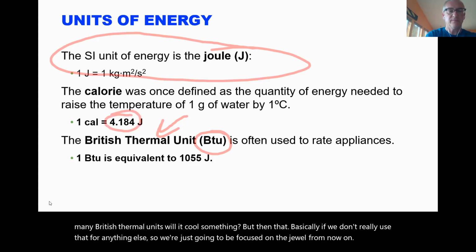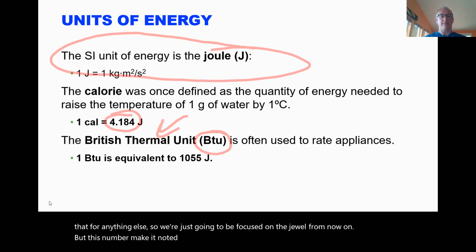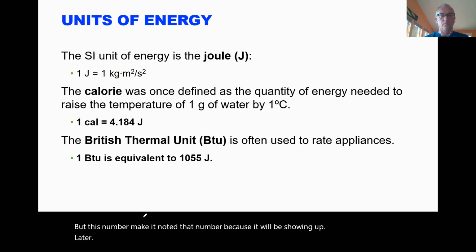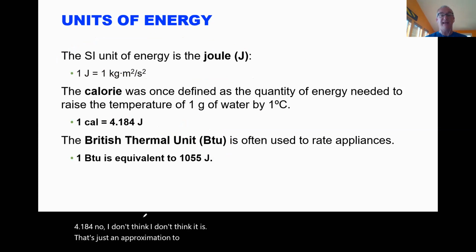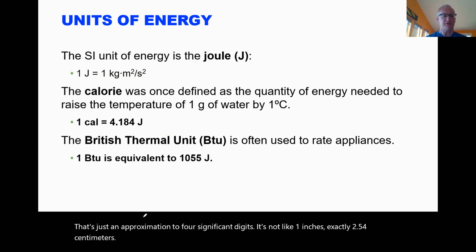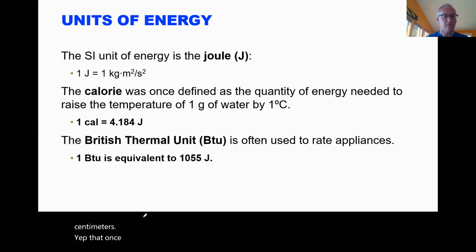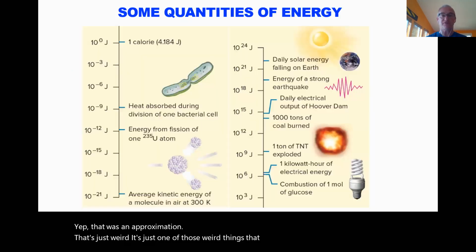But this number, make a note of that number, because it will be showing up later. Is that number exact? 4.184? No, I don't think it is. That's just an approximation to 4 significant digits. It's not like 1 inch is exactly 2.54 centimeters. No, that one's an approximation. Yes, ever since you said that, I always question it now. Yeah, that's just one of those weird things. You wouldn't have thought it's true, but it's actually true.